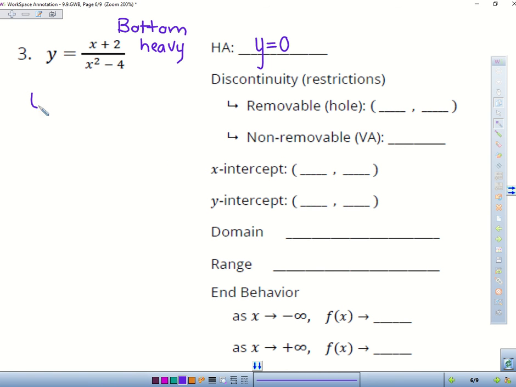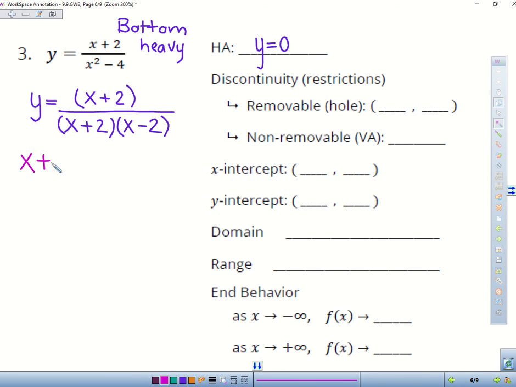Next step is you're going to factor this. So what do we notice about the denominator and how it factors? X plus 2, x minus 2. Very good. X plus 2 and x minus 2. Now we set those denominators equal to 0, and we have to solve for both of these, right?